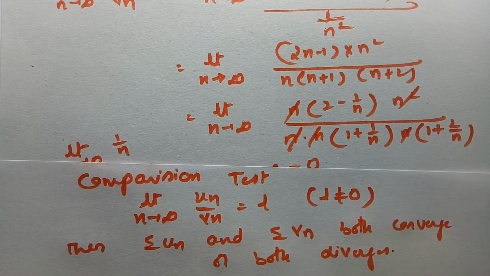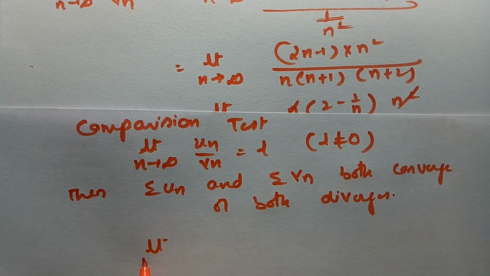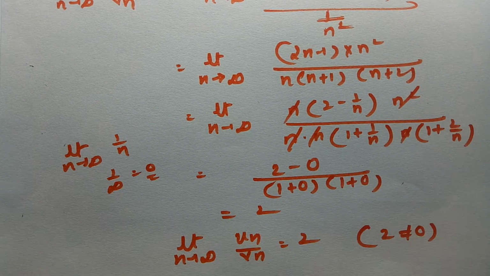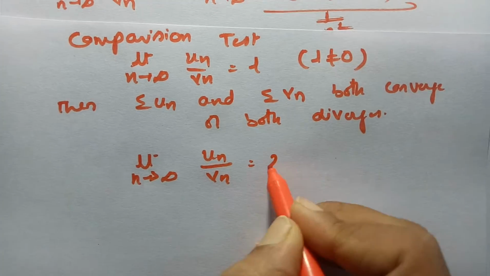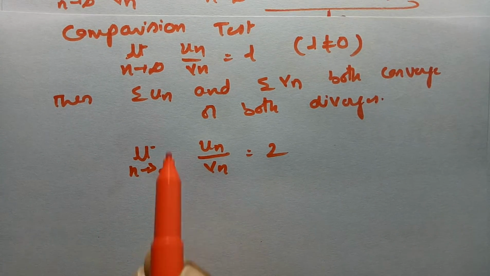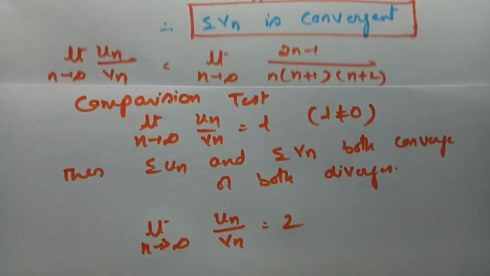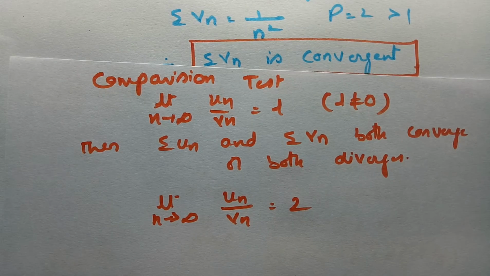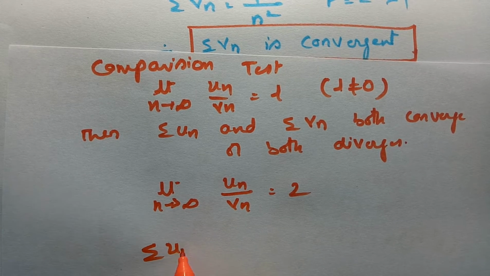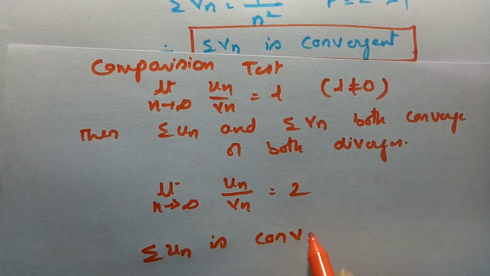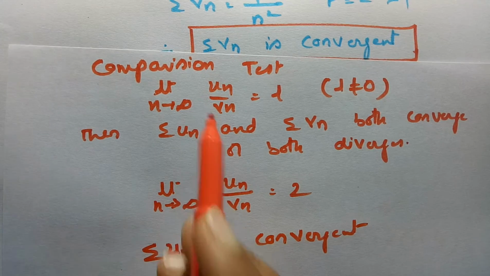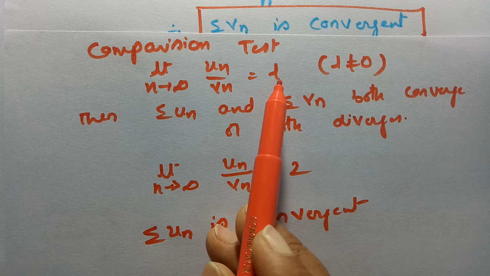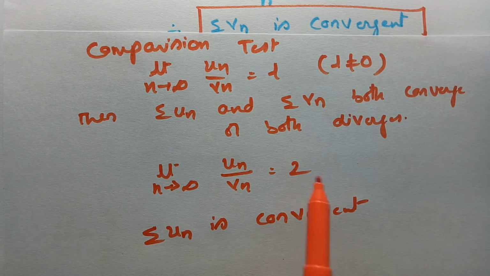So we got a finite value. Here, the limit as n tends to infinity of un by vn gives the value 2. So 2 is a finite value, and it is not equal to 0. So from the comparison test, if vn is convergent, then automatically sigma un is also convergent. By using the comparison test, if vn is convergent, automatically un is also convergent if this limit has a finite value. So we got a finite value, 2.